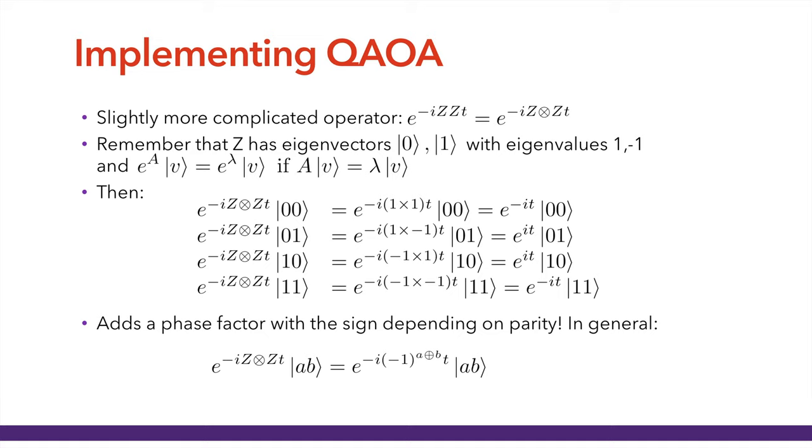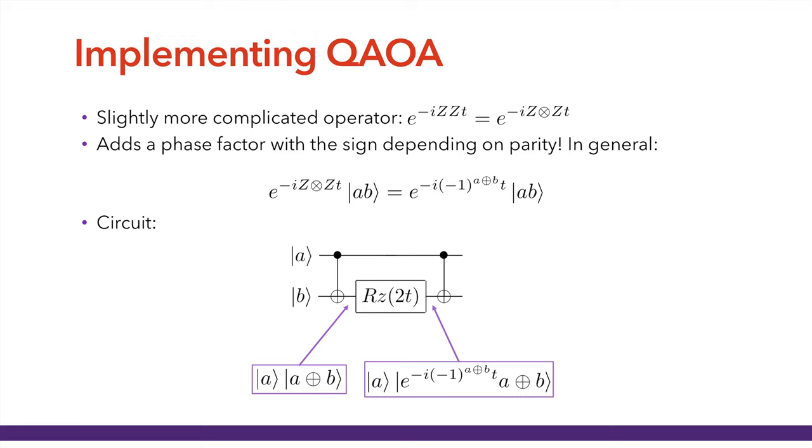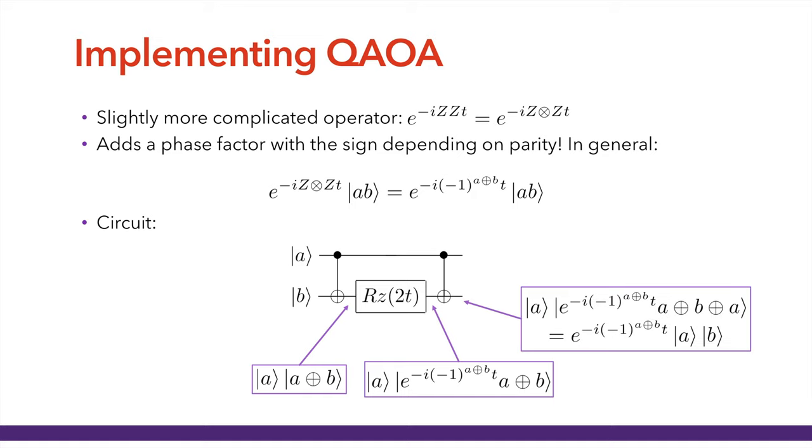As you remember, a product of Pauli Z operators computes a parity function. So we see this here again. And with this, it's easy for us to construct the circuit that does it. It is CNOT, RZ, CNOT. So CNOT takes A, B into A, parity of A and B, A XOR B. Then the RZ adds a phase factor, and then the CNOT undoes the change to the second qubit. And so this overall circuit adds a phase based on the parity of the qubits.